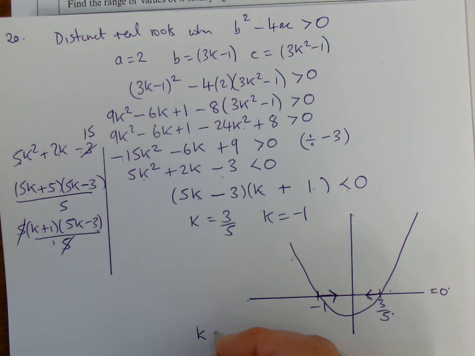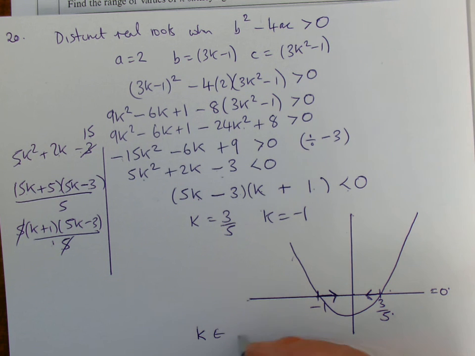So the solution will be k belongs from minus 1 to 3/5. And for the brackets, because that's a strictly less than, I can't take these values, so it'll be a round bracket.